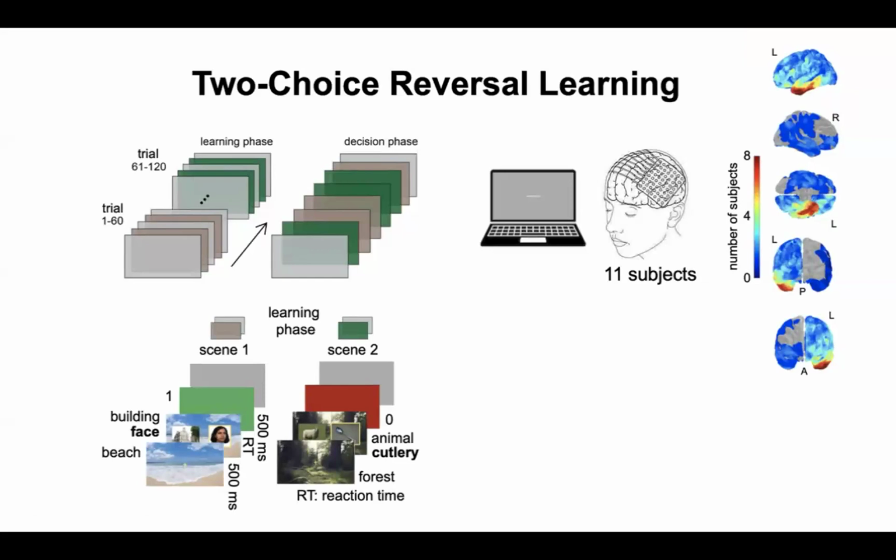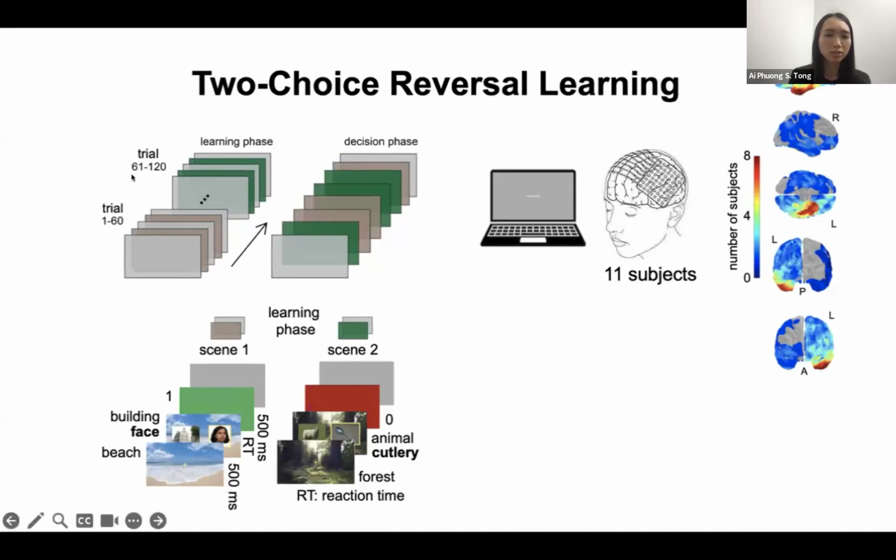Examples of trials in each scene are shown here. Subjects were tasked to learn the most rewarding choices of two different item sets, where each item set consists of two items that the subject must choose between. And the reward probabilities are coupled such that the probability of a reward over the two items sums to 1. And so one item set corresponded to a face versus a building, and the other item set corresponded to an animal versus cutlery.